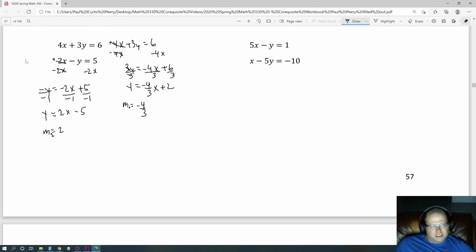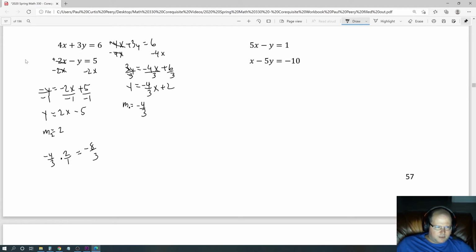Slope of the first equation is negative 4 thirds. Well, they're obviously not equivalent because 2 is not equivalent to negative 4 thirds, so that doesn't work. But what if we multiply those together? So we have negative 4 thirds. Negative 4 times 2 is negative 8. 3 times 1 is 3. I didn't get negative 1. So that's not going to work.